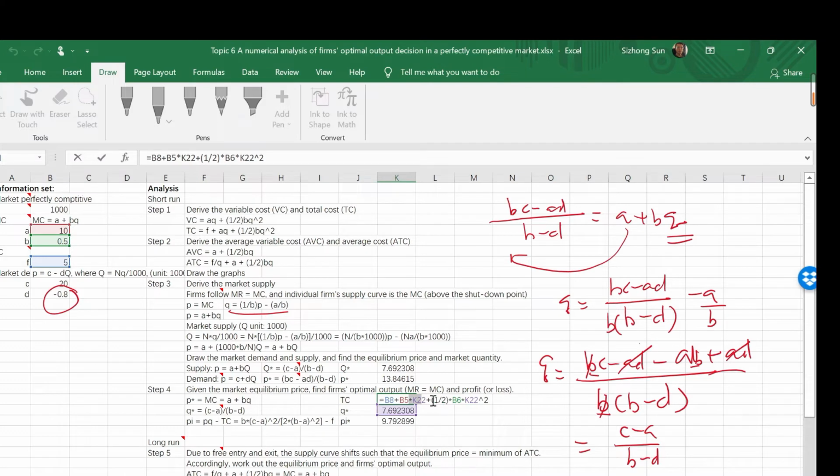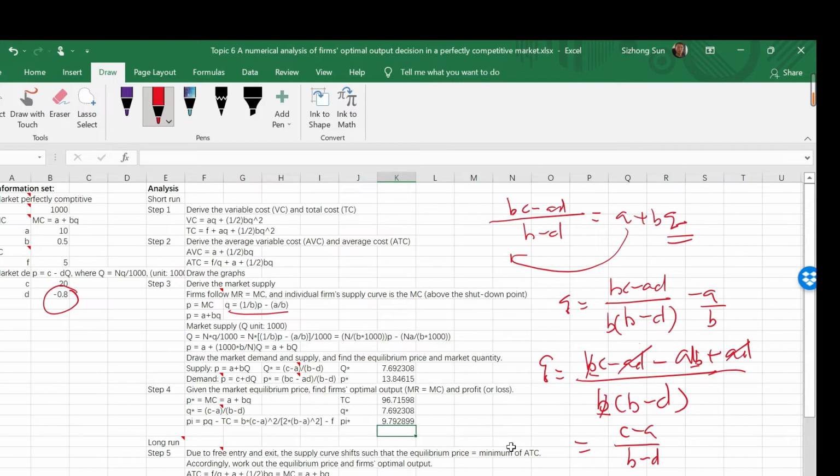7.69 plus 1/2 times 6 times quantity squared. So it's roughly $96.71. And the equilibrium quantity is C minus A divided by B minus D, which gives 7.6923. And the profit is just the total revenue, 7.69 times 13.84, minus the total cost, so it's 9.7928. So these firms are making positive economic profit in the market.